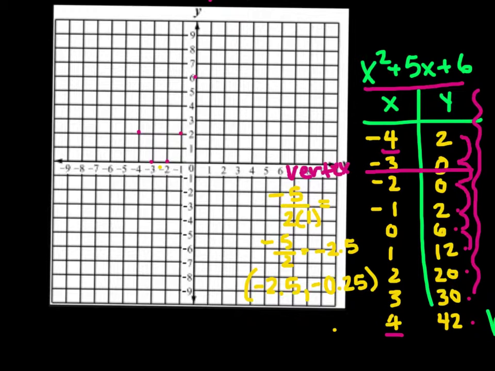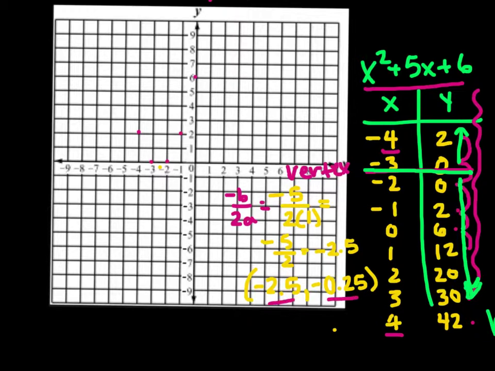Then from there I also noticed that right in between -3 and -2, that must be where my vertex is, because everything is going up from there in both directions. So that's kind of where everything is headed. So if I did my line of symmetry equation, -b over 2a, I come up with -5 divided by 2 times 1, and I end up getting -2.5.